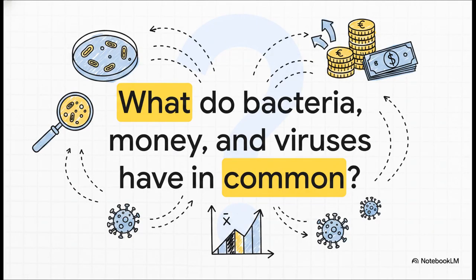So, think about this for a second. What do bacteria, money, and viruses actually have in common? At first glance, absolutely nothing, right? I mean, one's in a petri dish, one's in your bank account, and the other just makes you sneeze. But mathematically, they share this massive, invisible secret. They all undergo incredible, rapid changes that are governed by the exact same mathematical rules: exponents.